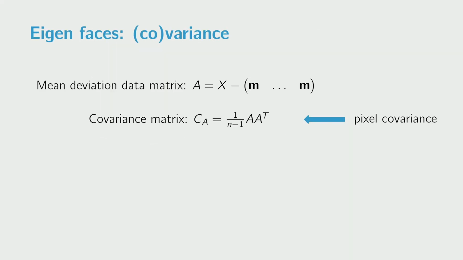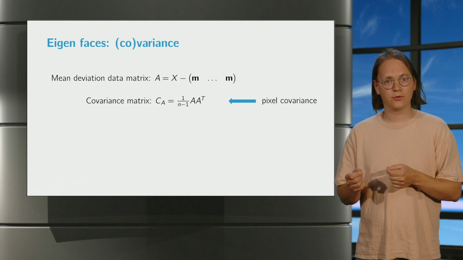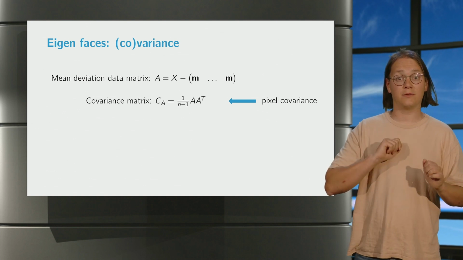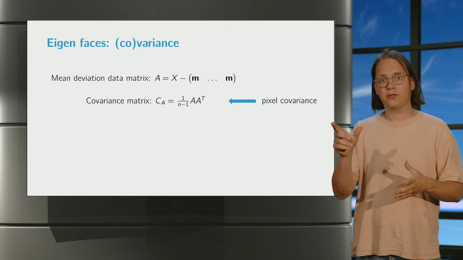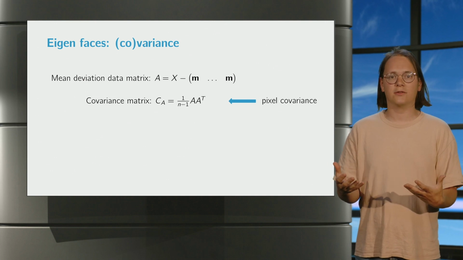Now, let n be the total number of pictures. Then the matrix 1 over n minus 1 times A times A transpose is exactly a symmetric matrix where the diagonal entries give the variance in individual pixels and the off-diagonal entries give the covariance between pixels. Of course, comparing faces pixel by pixel is an absurd tactic, and indeed we would expect a lot of redundancy.